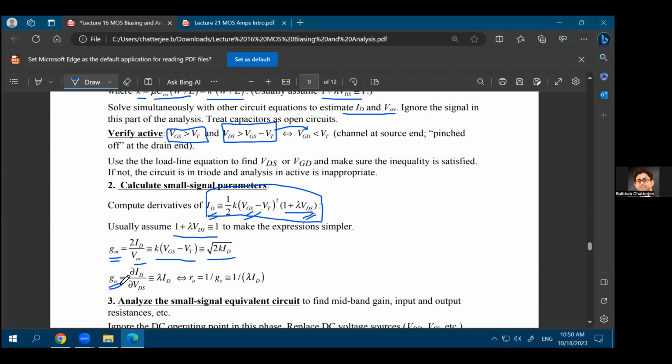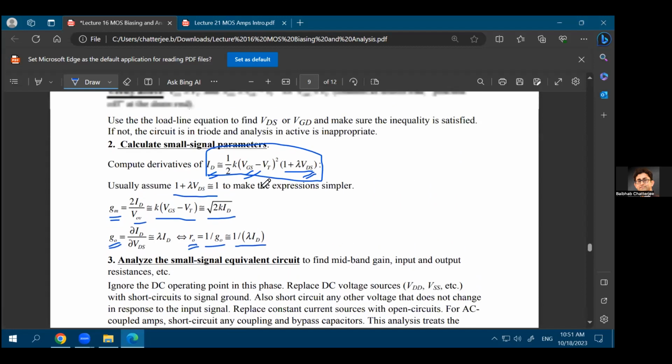You have already proved that your GO, or the output conductance, is equal to lambda times ID, which means RO, the output resistance, is 1 upon GO, which is equal to 1 upon lambda ID. Again, something that we proved, I think, 2 or 3 lectures earlier.